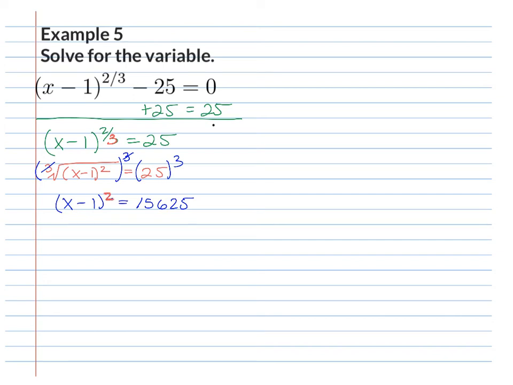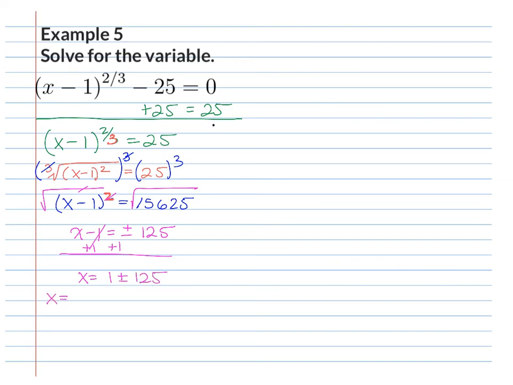Okay, the next thing I want to do is undo this squared. So I'm going to take the square root of both sides, and those are going to undo each other. Now I have x minus 1 is equal to plus or minus. Anytime you take the square root of both sides, it's a plus or minus. And the square root of 15,625 is 125. Now we're going to have to add our 1. So add a 1 to both sides. And I have x is equal to 1 plus or minus the 125.